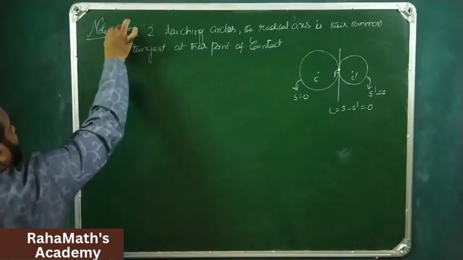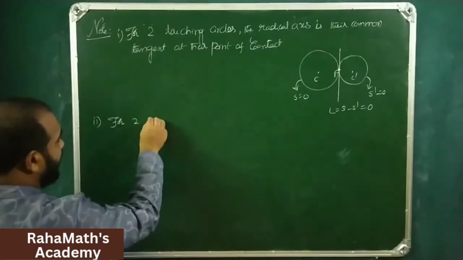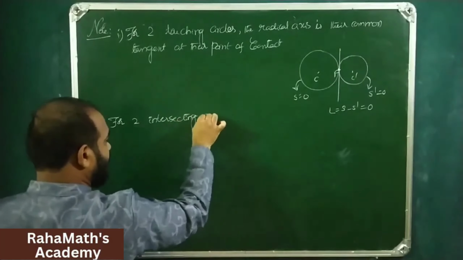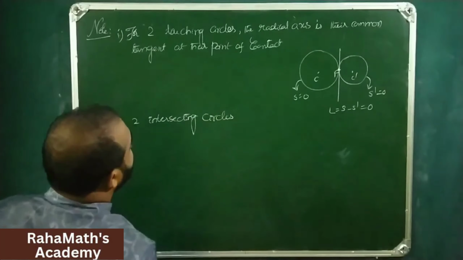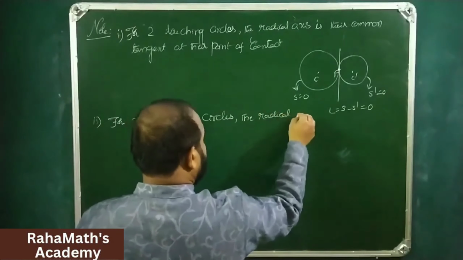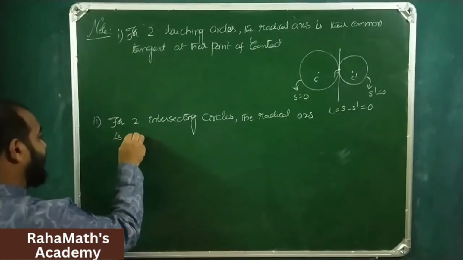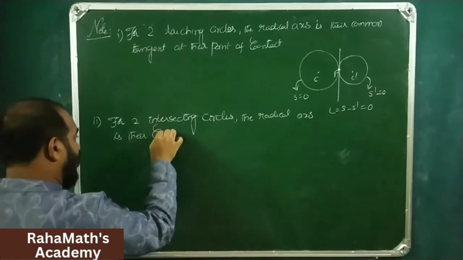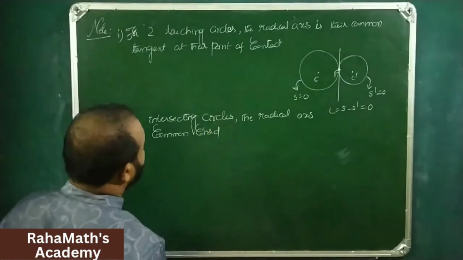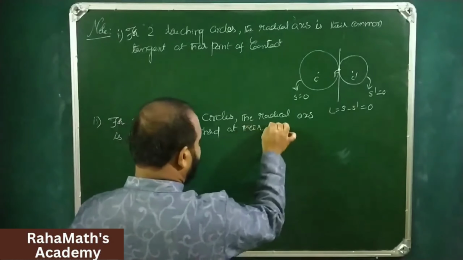Likewise, for two intersecting circles, the radical axis is their common chord at their points of intersection.